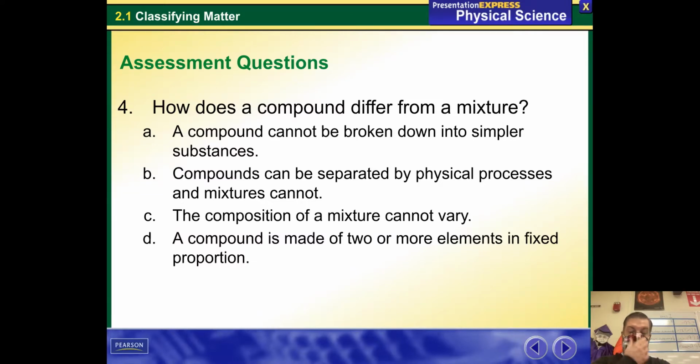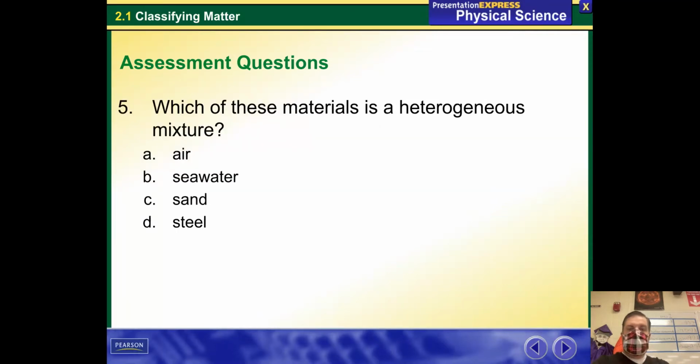I think it's D. Yep. Because that's just a true statement about a compound. So what they're saying is that a compound has a fixed proportion, 2 hydrogen per oxygen. A mixture can vary. If we go back to the mixed nuts, you can have all kinds of proportions. It can vary, okay? Which of these materials is heterogeneous?